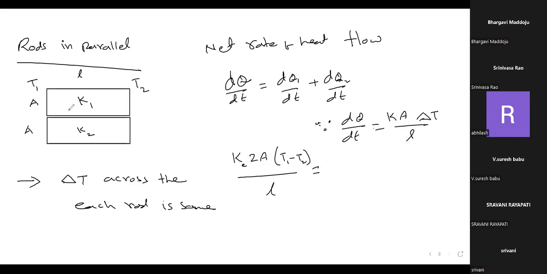Rate of heat flow through the first rod: K1 is the thermal conductivity, A is the area of cross section, T1 minus T2 is the temperature difference, L is the length. Plus dQ2/dt: K2, A is the area of cross section, temperature difference is T1 minus T2. Here we can cancel the T1 minus T2, it is common. Now you will get 2K effective into A by L.